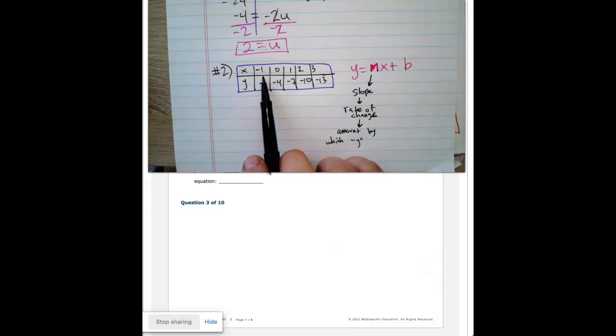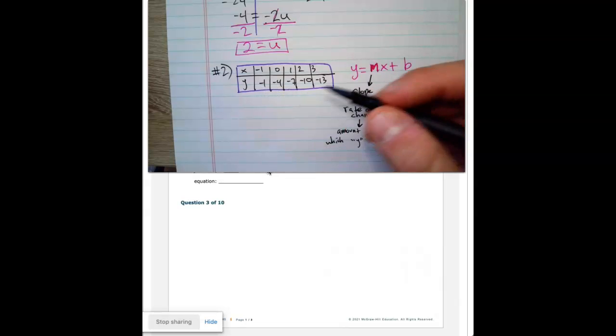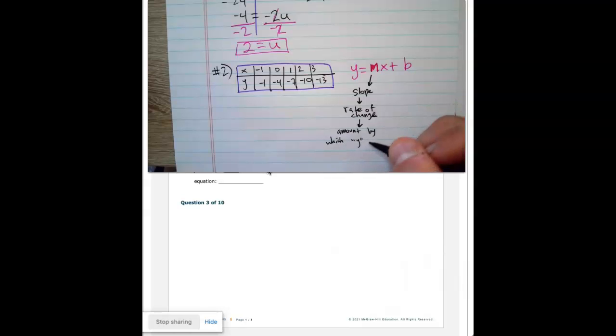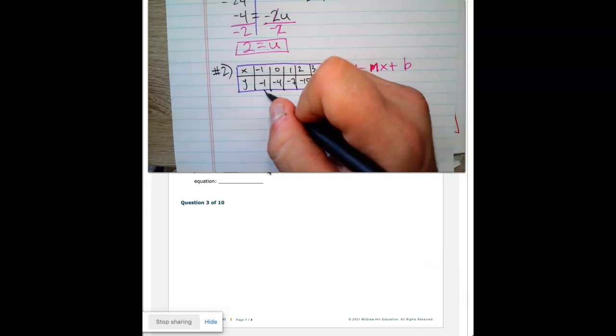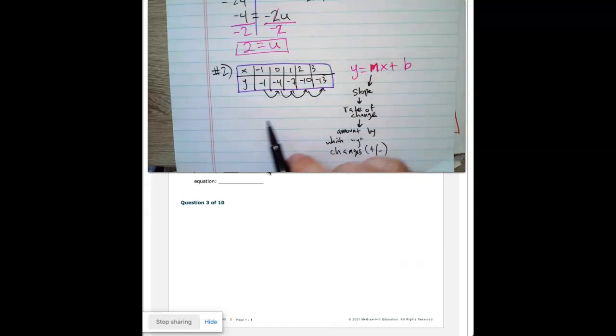If you look at the x values, they go -1, 0, 1, 2, 3. They are in order. They are consecutive. If the inputs or x values are consecutive, that means these y outputs are consecutive outputs. So the amount by which y changes can be either a positive or negative amount. We're looking to see for the m, or the slope, or the rate of change, by how much this is changing.